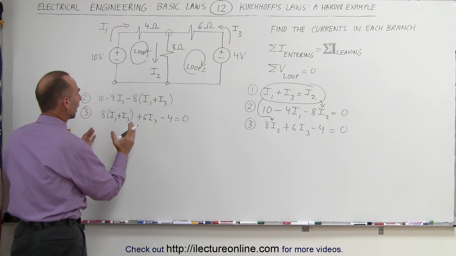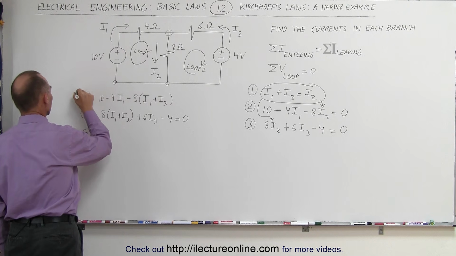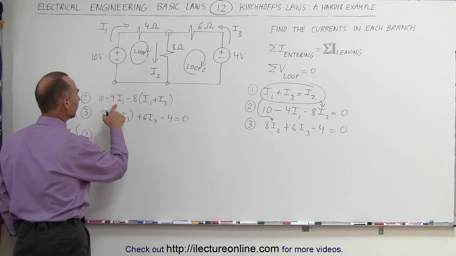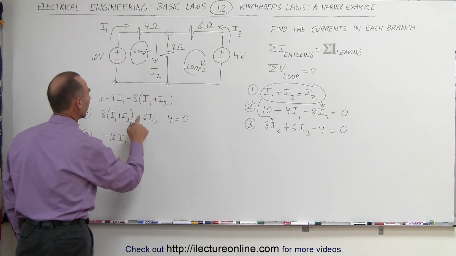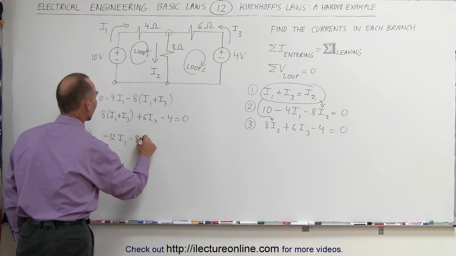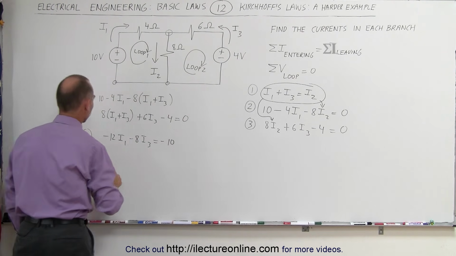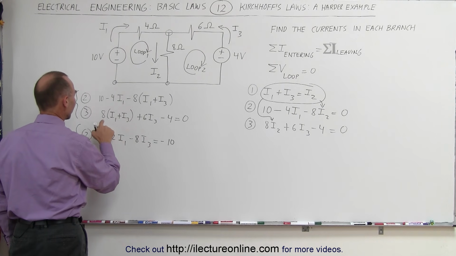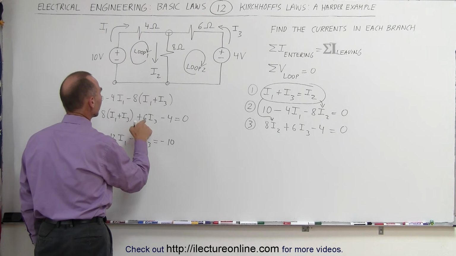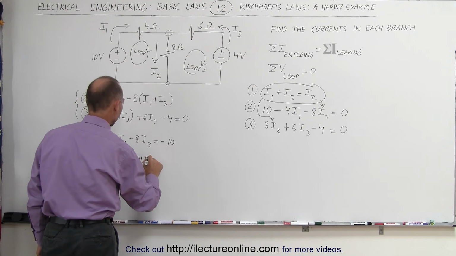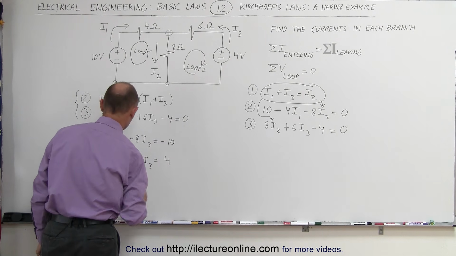Simplifying the 2 equations, writing all the I's on the left side and all the constants on the right side. Equation number 2 now becomes minus 4 I1 minus 8 I1 is minus 12 I1, minus 8 times I3 is minus 8 I3, equals, when we bring the 10 to the other side, minus 10. The third equation, we have 8 times I1, 8 times I3 plus 6, that's plus 14 I3. And that equals, when we bring the minus 4 to the other side, a positive 4.